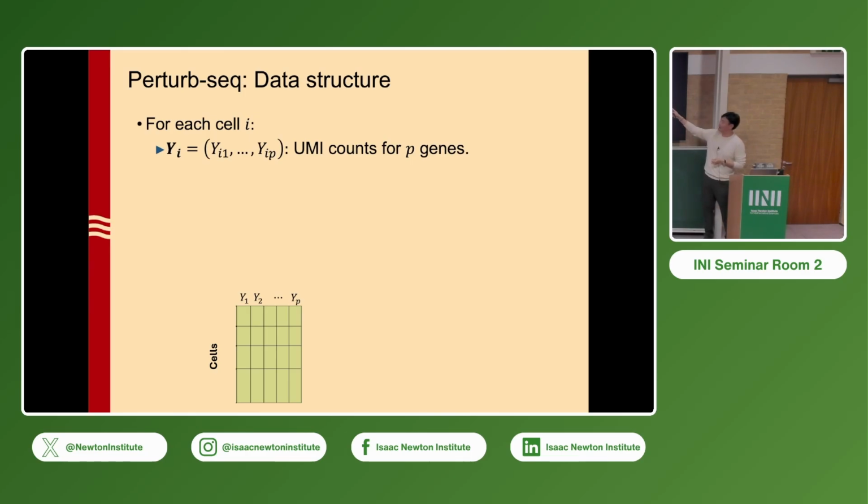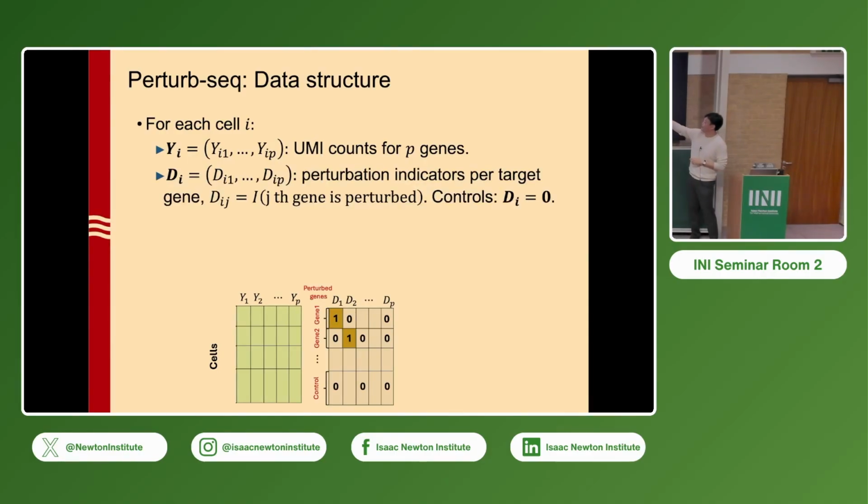Okay, so some more details on the data set. For each individual cell i, you have a vector of expression levels, which I call y_i. And there's d_i, which tells you which gene was intervened on. If you sum over this vector, it's at most 1, meaning that we intervene on at most one gene. And if this is entirely 0, that means that cell is a control cell.